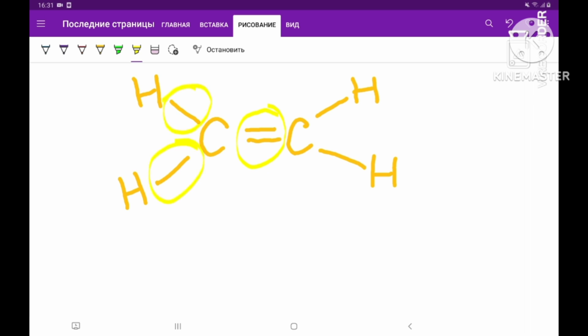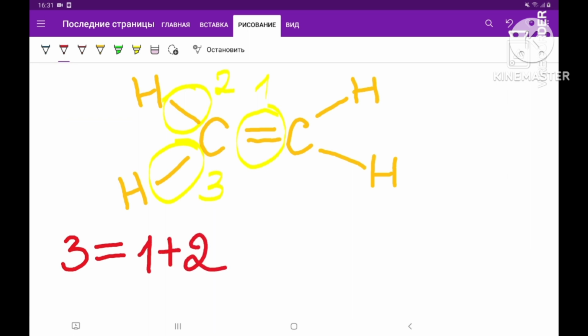In this case, our carbon atom needs to create bonds with not 4, but only 3 other atoms. So there will be 3 bonding areas, and it means that of 3, one will be s, the 2 other ones will be p. We have sp2 hybridization.